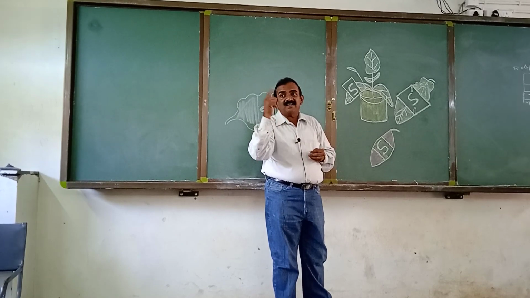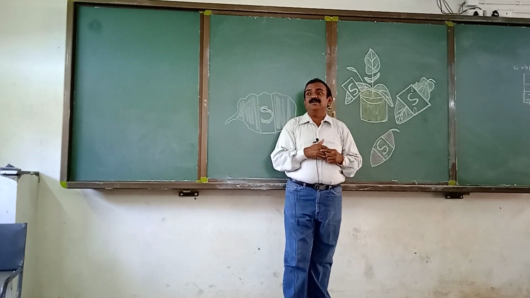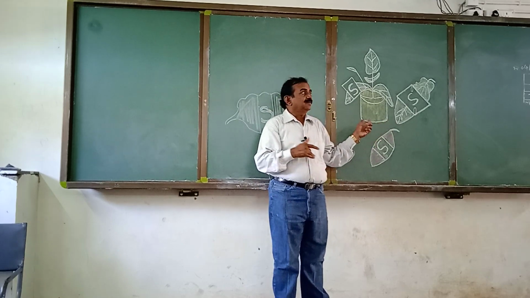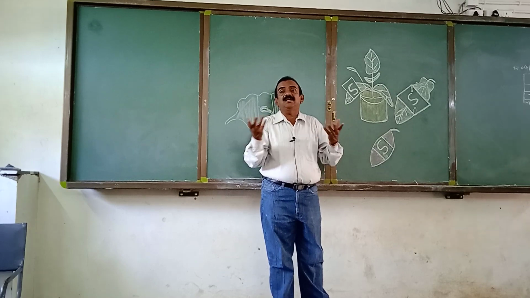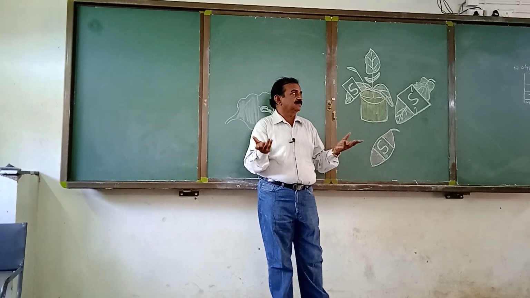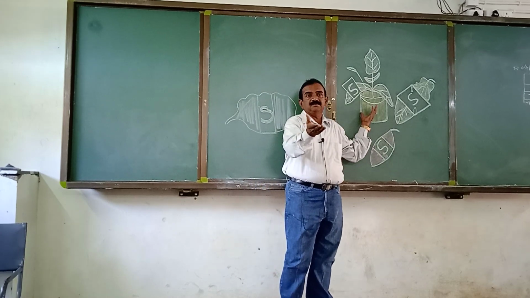For the activity carbon dioxide is necessary for photosynthesis, we need a potted plant which has long and narrow leaves. But here we require a potted plant which has broad leaves. Very big leaves. Broad leaves. And that potted plant we need to take.